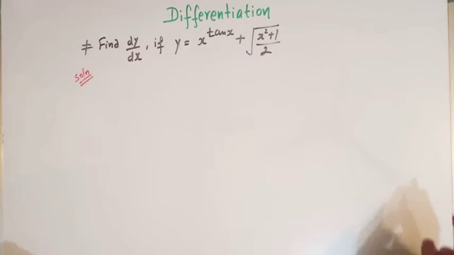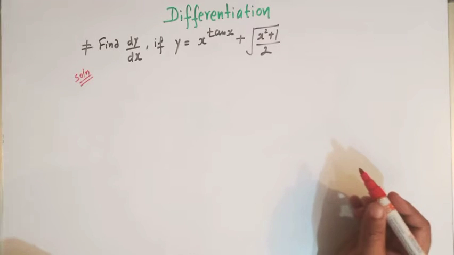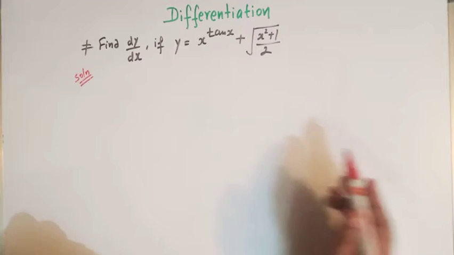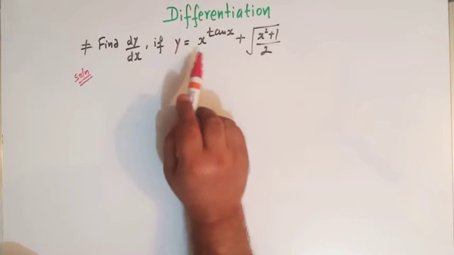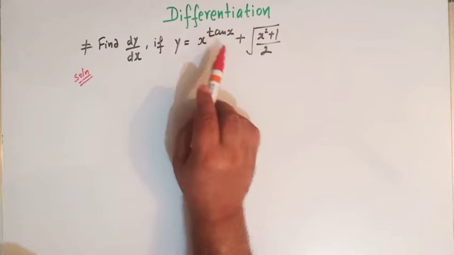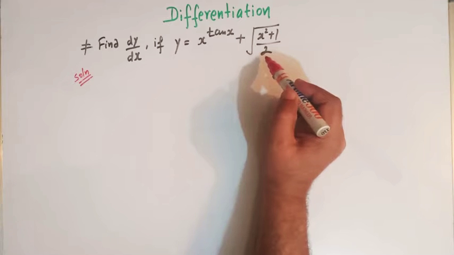Viewers, in today's lecture, we are again going to take up some important problems from the topic differentiation. So here I am taking some mixed problems, and the first one is to find dy by dx if y is equal to x raised to 10x plus square root of (x square plus 1) divided by 2.